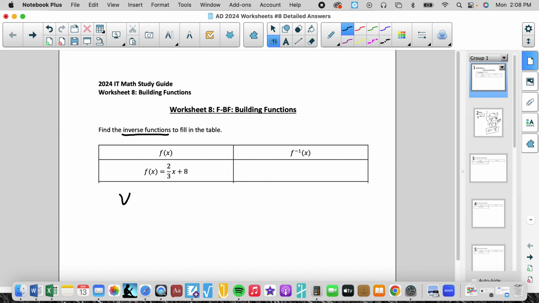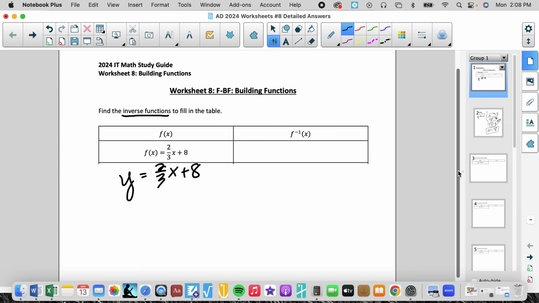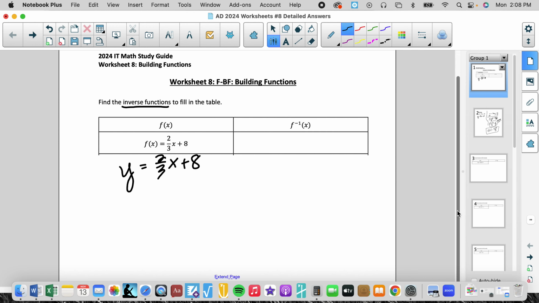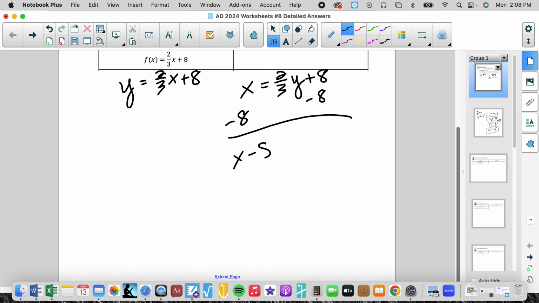So what I'm going to do is substitute y in for f of x just for purposes of writing it and solving it and moving all these variable things. That should be a y. So we're going to subtract 8, and then I will flip it back at the end. So you have 8 minus x equals 2/3 y.